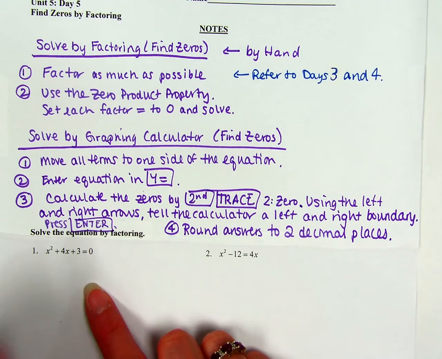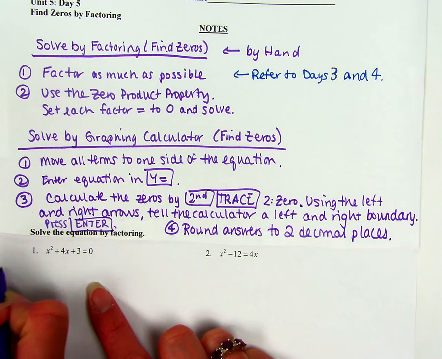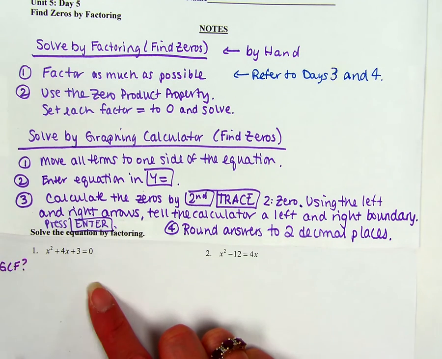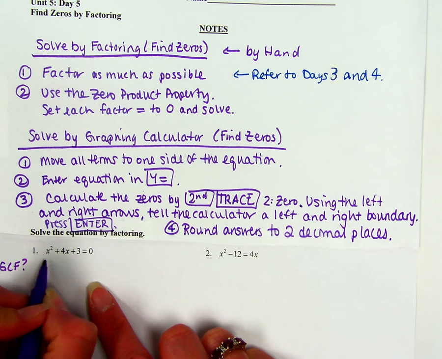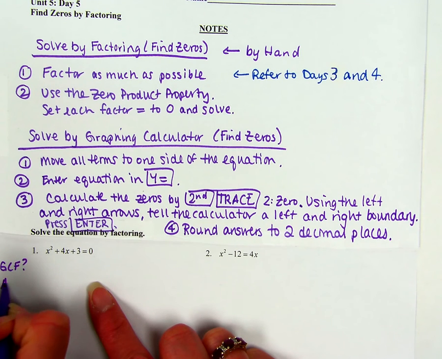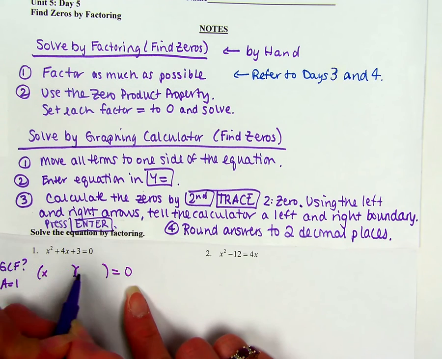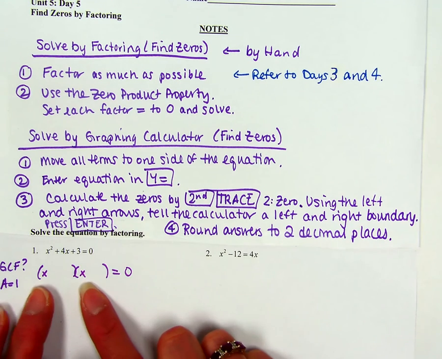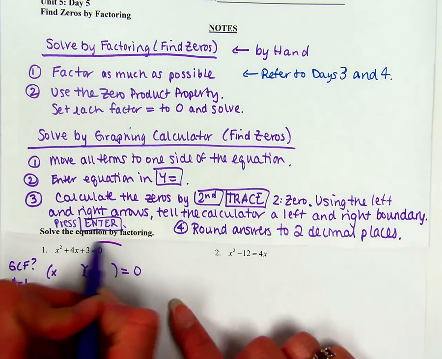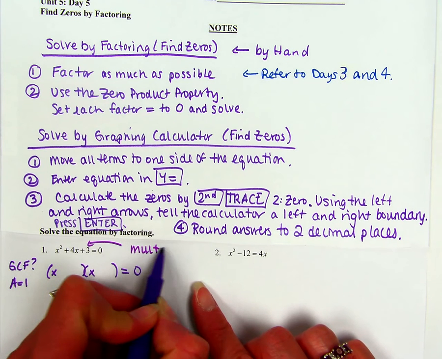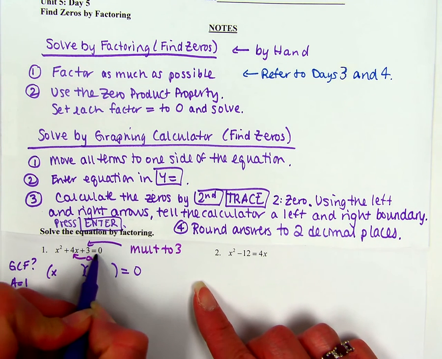We've done factoring the last couple of days, so you should know that you're always going to look for a GCF. Is there a GCF? No, not in this problem. All right, is it a trinomial? Since it's a trinomial, if a is 1, we know that we're just going to come up with two binomials. The first terms are x and x. And the last terms have to multiply to 3, but they have to add to positive 4.